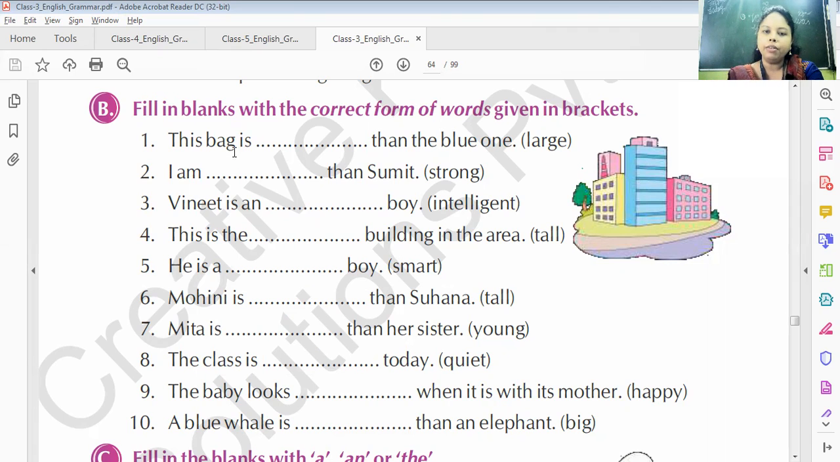And whenever a certain word is written, then we have to use ER also. As you can see, in some words we have to use more, and in some words we have to use ER. Like look here, in this question we have to write larger, L-A-R-G-E-R, larger. Then the blue one, I am. Now here we have to use stronger.